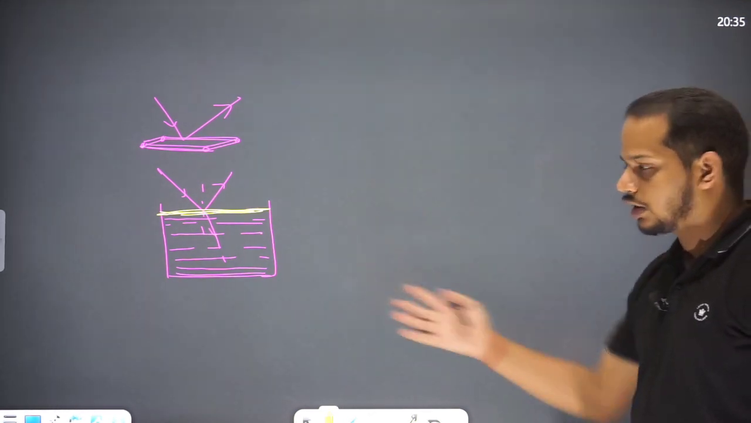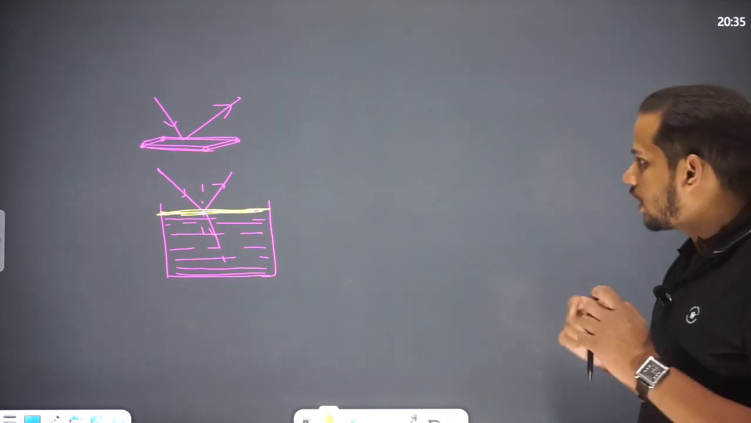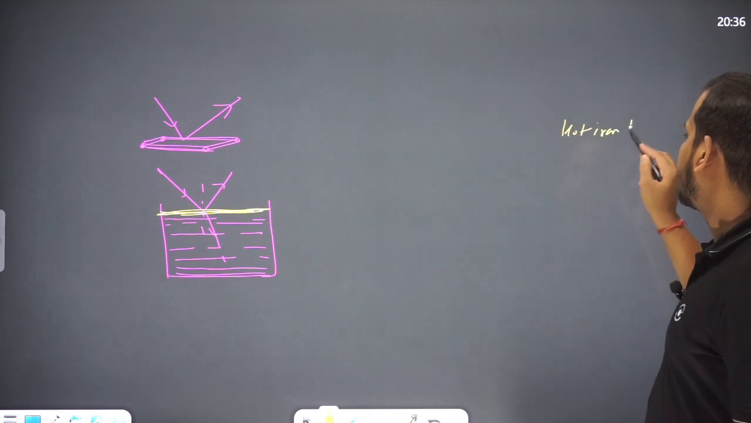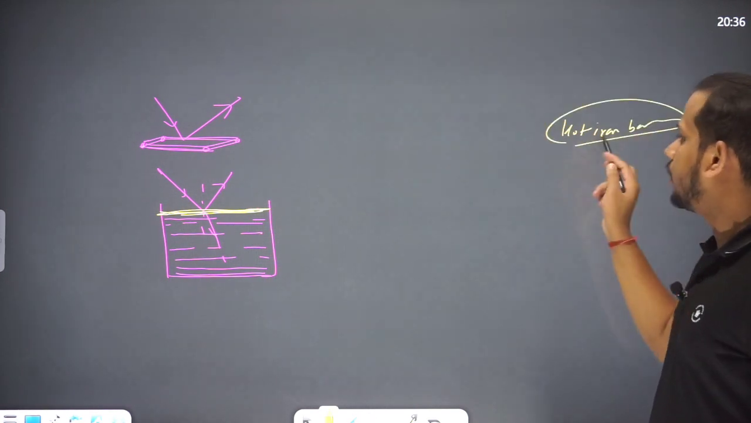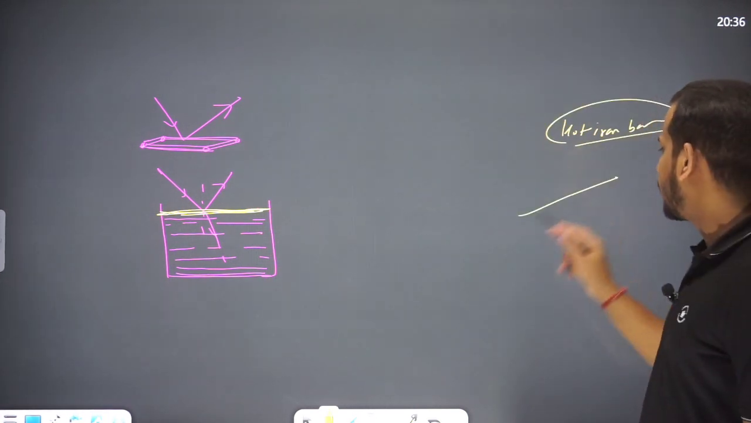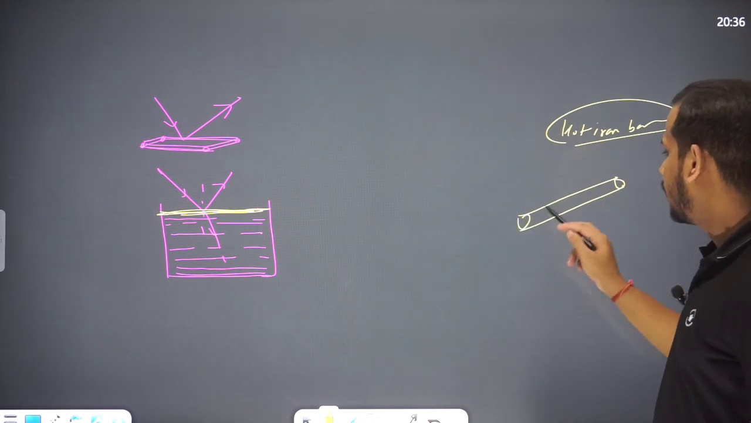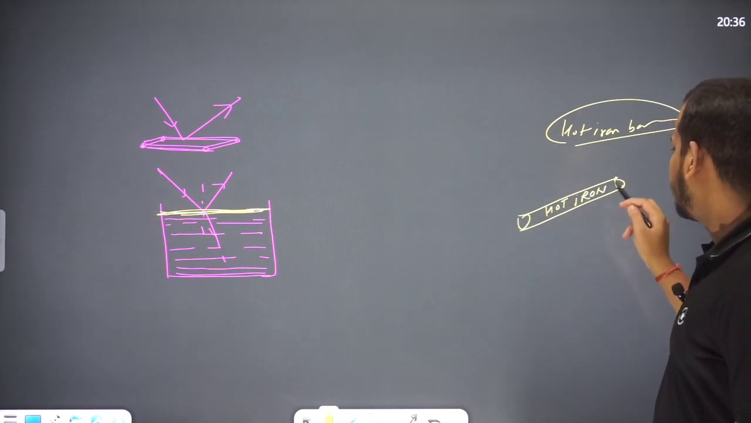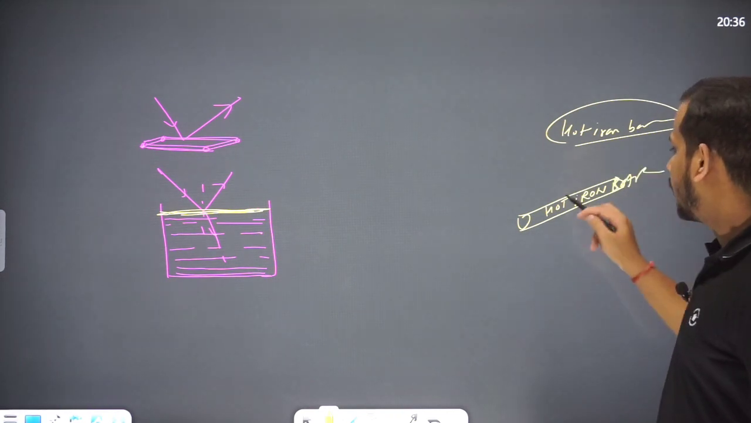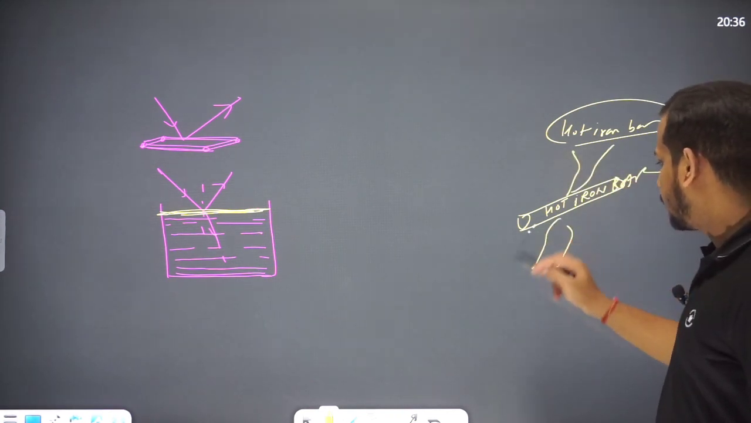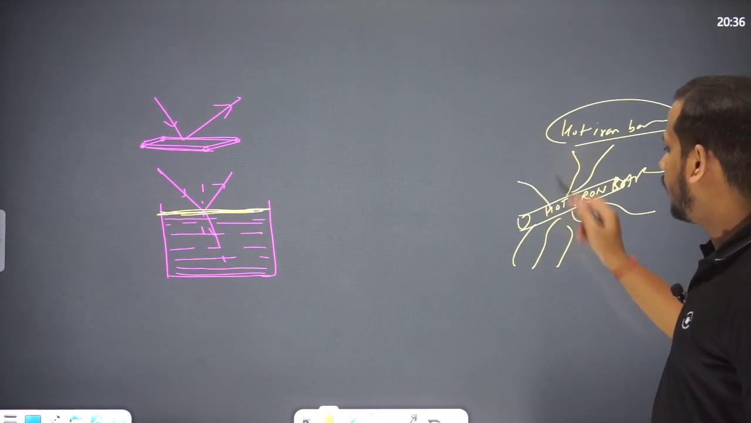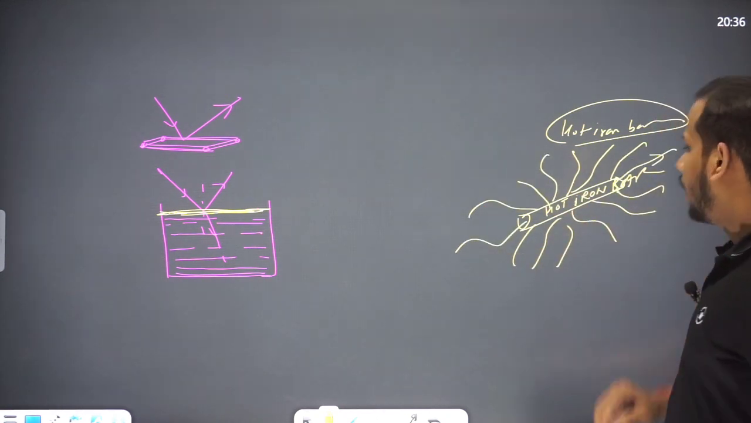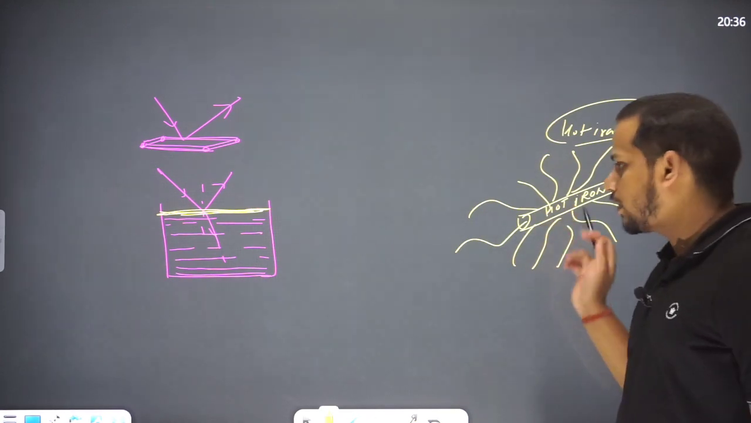I will also turn off this one. But if I take a hot iron bar, then what will happen? Can we say this is visible? Why? Because this one is radiating light. If this is a hot iron bar, then it is radiating light in different wavelengths, but it is also radiating light in the visible region. That's why we can say it is visible to us.